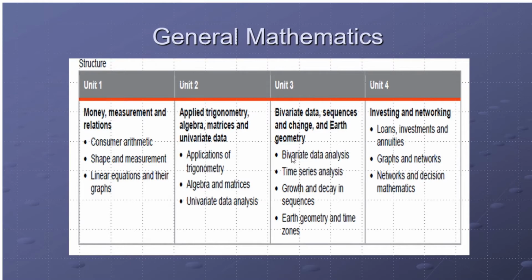If we go over to unit 3, you'll see that's bivariate data, so our scatter plot analysis that we're also looking at this year in our course. There are other new things like earth geometry and time zones, which we probably investigated at some point in our junior maths curriculum. We also have loans, annuities, and some new work on graphs, networks, and making decisions in maths.